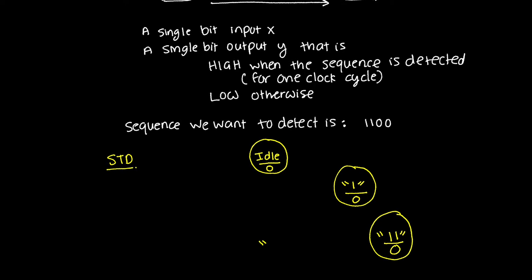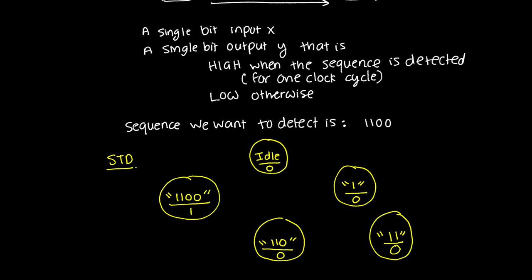The next state I'm going to have is that a 110 has been detected. Again, I will output a 0. And in my final state, all four bits have been detected in the four previous clock cycles. And here I will output a high.